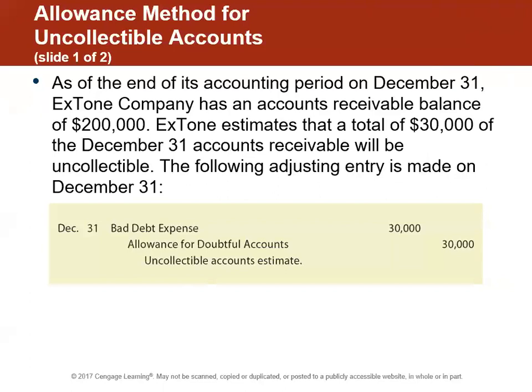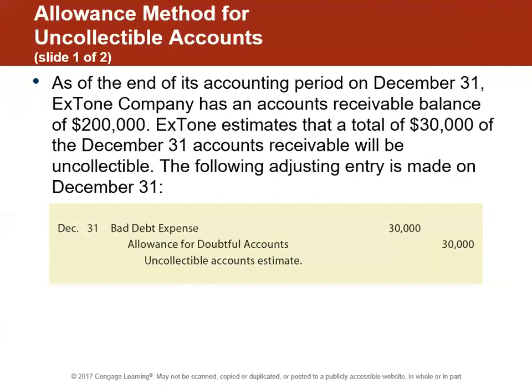Yes, we would add up all the accounts that are owed to us at the end of the year. And say, let's look at this example. Xtone has an accounts receivable balance of $200,000. So at the end of the year, $200,000 is owed to us. That could be from last week or from January 1st or even from last year.